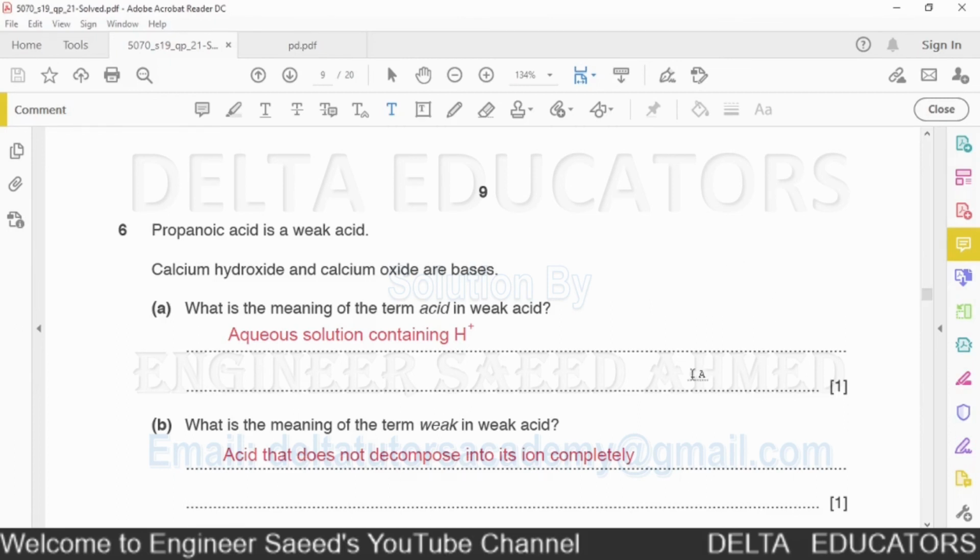Part B. What is meaning of term weak in weak acid? What is meant by weak acid? Weak acids are those acids that do not decompose into its ions completely. So just you have to write here acid that does not decompose into its ion completely.